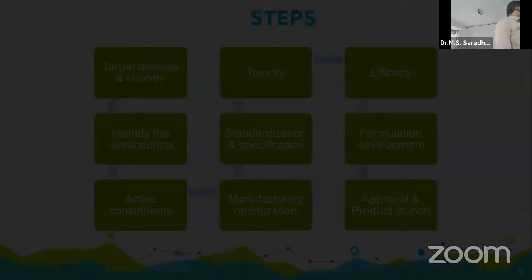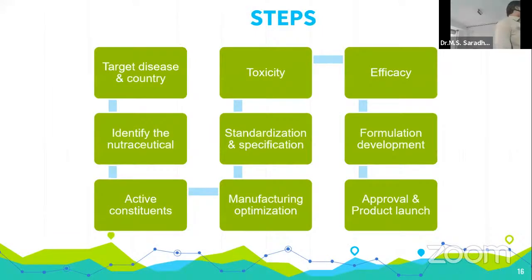Identify the nutraceutical, what you are going to do: herbal combination with minerals, or with vitamins, or with enzymes, probiotics. Do the standardization and manufacturing optimization. This is really important. Certain things you should know about how to prepare; some forms are not allowed in some places. So what kind of dispersible form, that's manufacturing optimization. You should think about that also when you're developing efficacy studies.